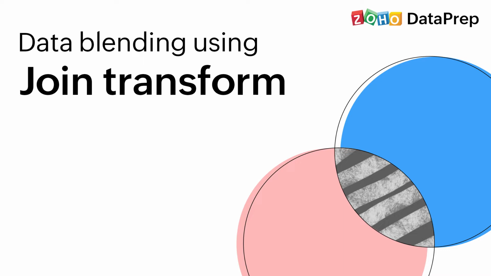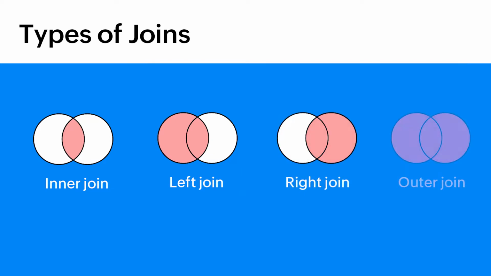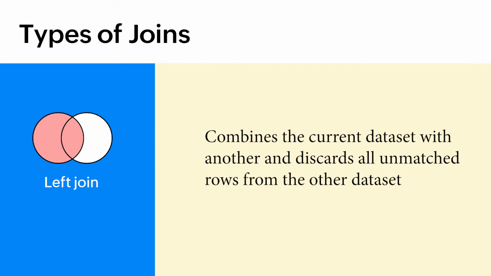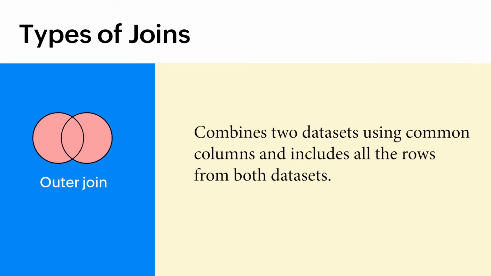Before getting started with the transform, let us look into the types of joins available in Zoho DataPrep. There are four types of joins: inner join, left join, right join, and outer join. An inner join combines two datasets using the common columns and discards all the unmatched rows. A left join combines the current dataset with another and discards all the unmatched rows from the other dataset, whereas a right join discards all the unmatched rows from the current dataset. An outer join combines two datasets using common columns and includes all the rows from both datasets.